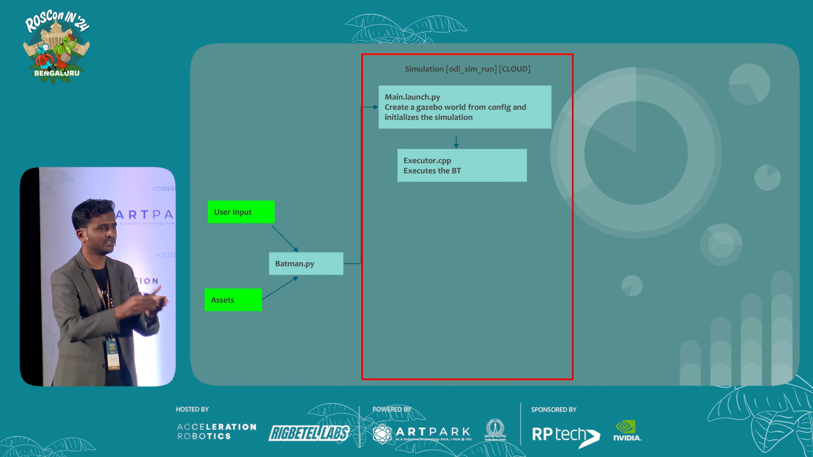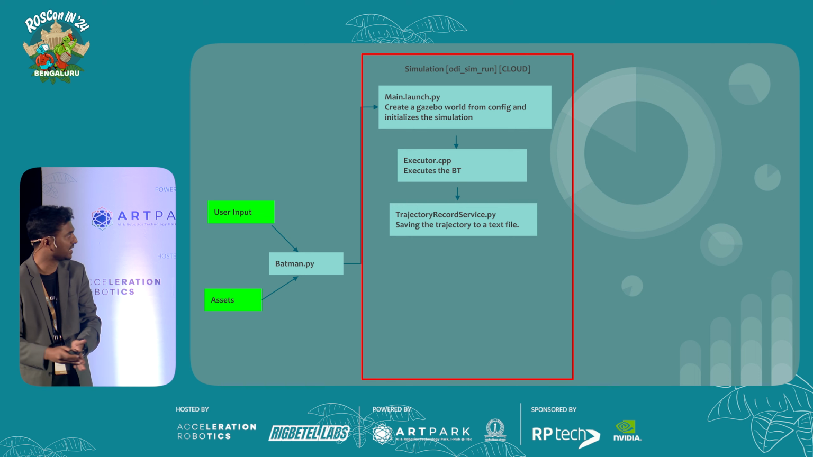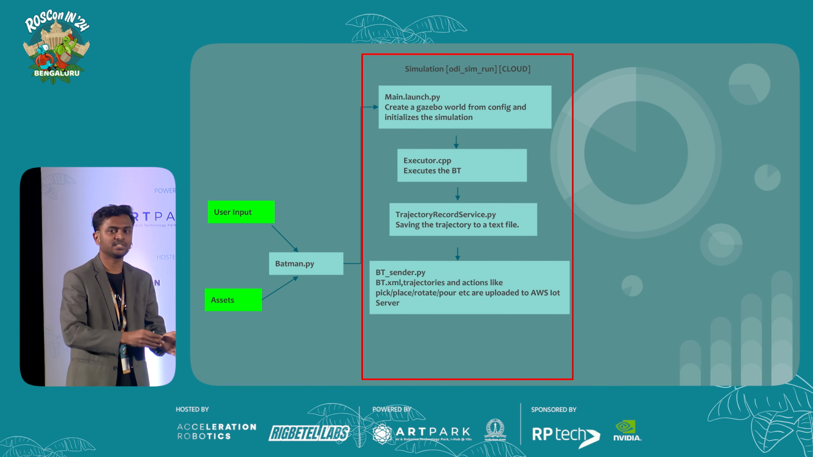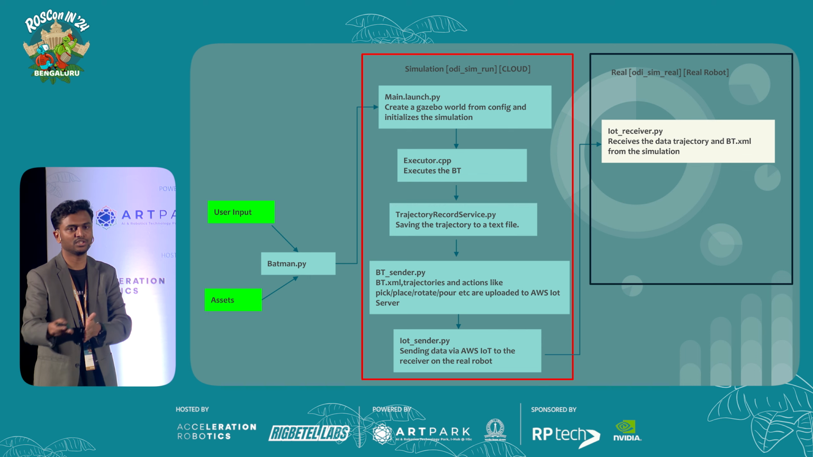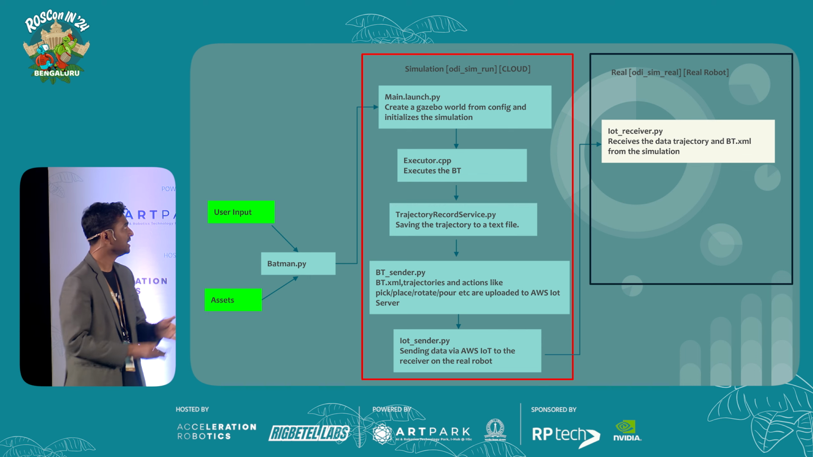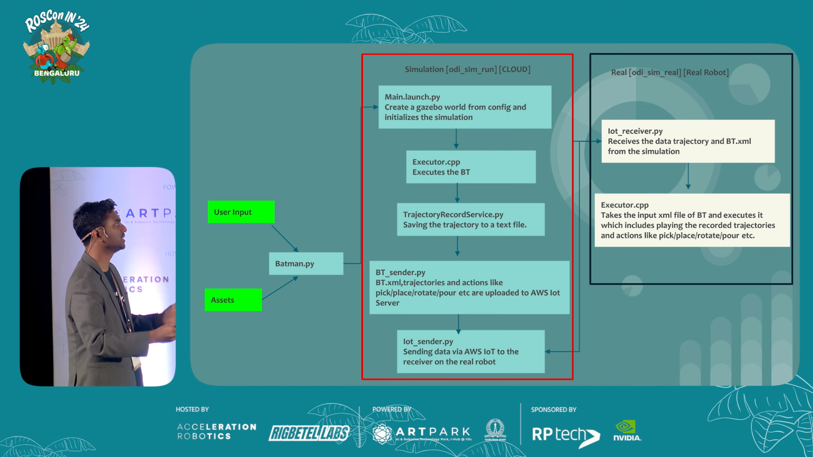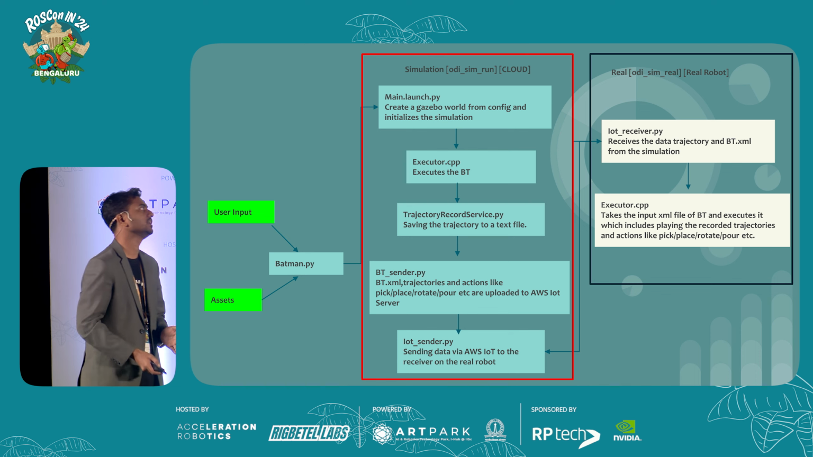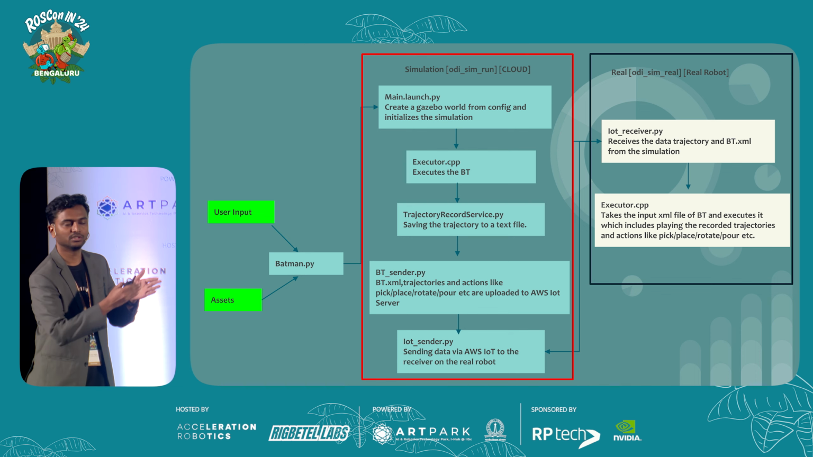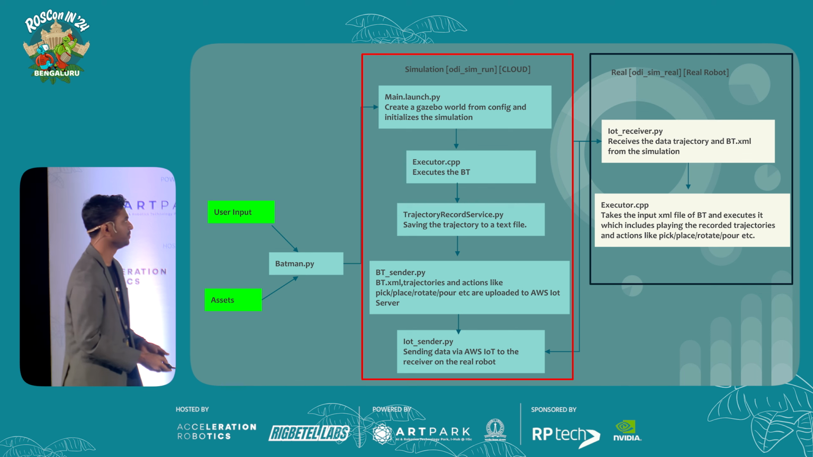Then you have an executor which executes the behavior tree. You have the trajectory recorder service which is recording the successful trajectories. There's a behavior tree sender which sends it to the real robot. The IoT sender is the one which is actually sending the data through AWS. And all of this is running on the cloud. So you can be sitting anywhere, you can be running this, and you can connect it to a real robot anywhere in the world and execute that. So the data is received and it is executed on the real system.